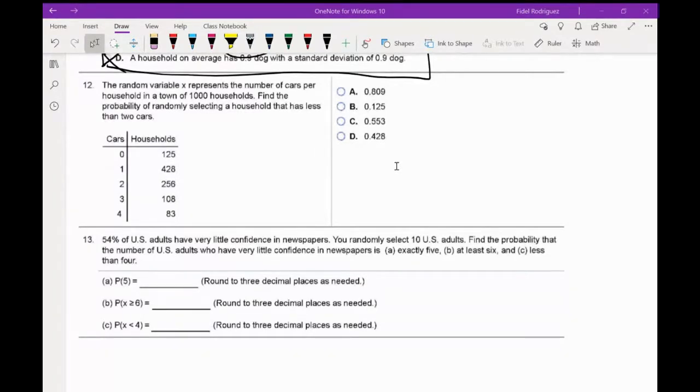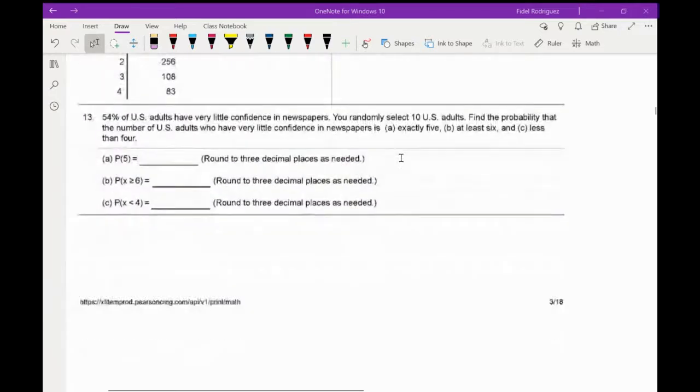Okay, 13. Let's take a look at number 13 and see if we can figure this one out. Number 13 says 54% of U.S. adults have very little confidence in newspapers. To randomly select 10 U.S. adults, find the probability that the number of U.S. adults who have very little confidence in newspapers is, part A first, exactly 5. In this particular problem, I want to think of what my N is. My N is going to be telling me the number of people that we are selecting. So how many people did we select?